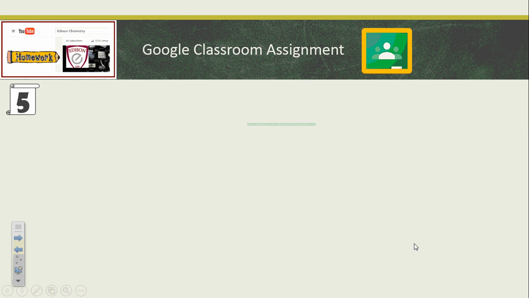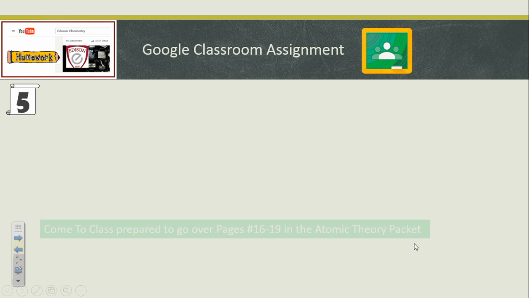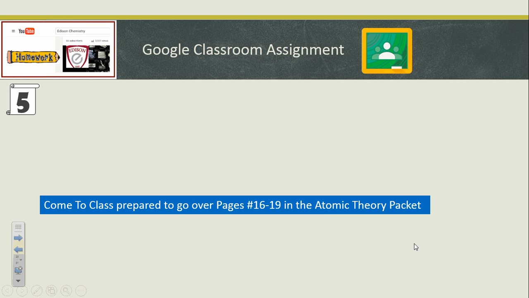Your Google Classroom assignment is to follow. After you finish your notes, go and check on your Google Classroom portion of the homework, and come to class ready to go over a few practice pages in this atomic theory packet.